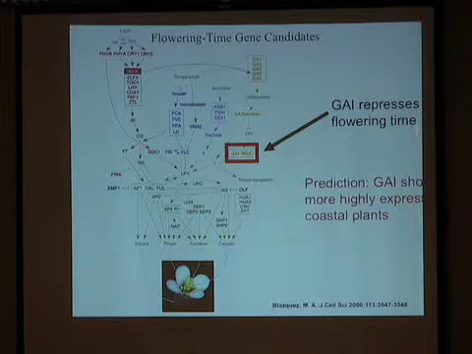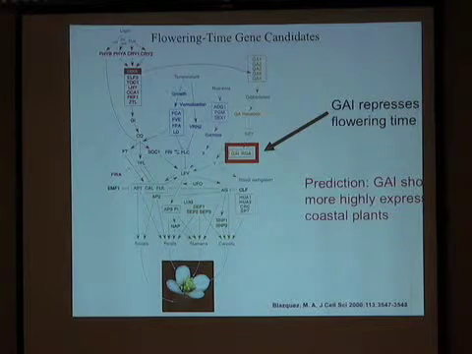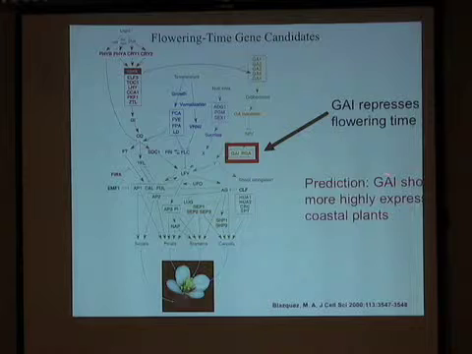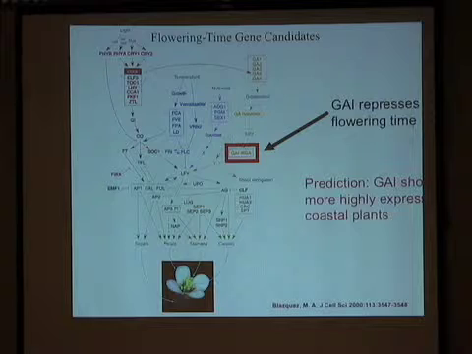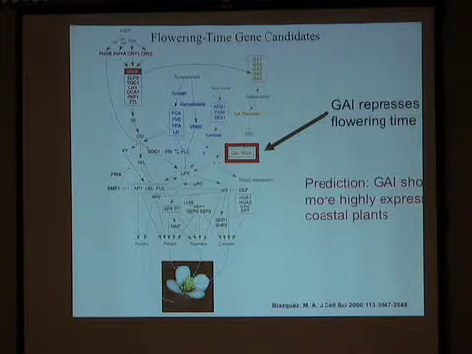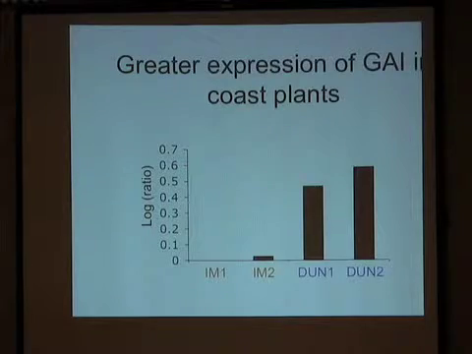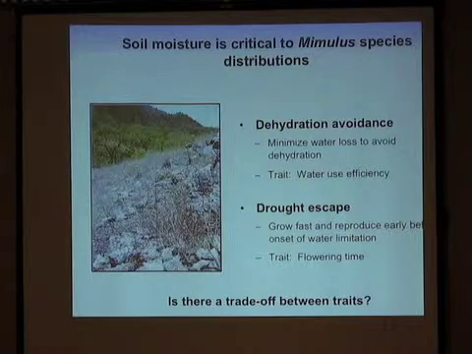The prediction is that because GAI normally represses flowering time in Arabidopsis, that GAI should be more highly expressed in the coastal plants that are late flowering as opposed to the inland plants. Now we're just obviously in the very early stages of this, but the results are very encouraging. Here you have the inland annuals that have very low expression of this gene as compared to the coastal perennials that have much higher expression, consistent with the idea that this is causing it, but certainly not at all definitive. We're doing a lot more work on that.